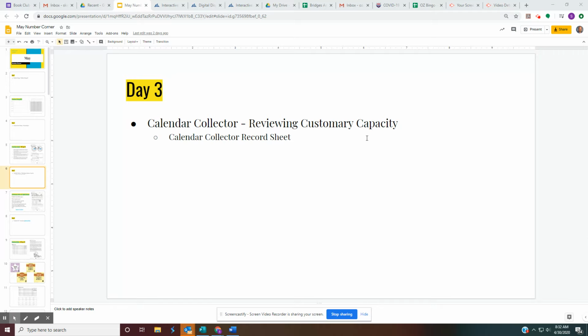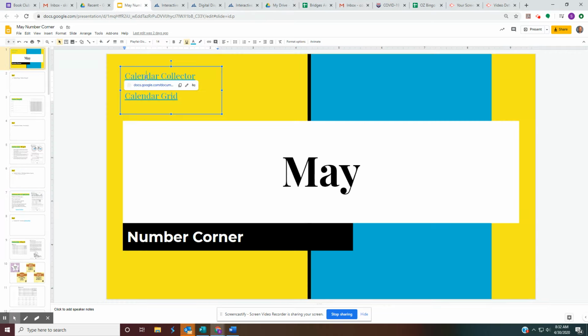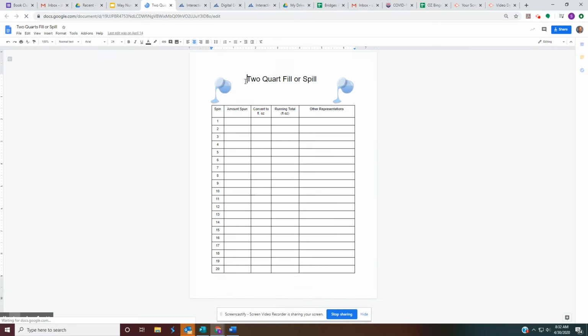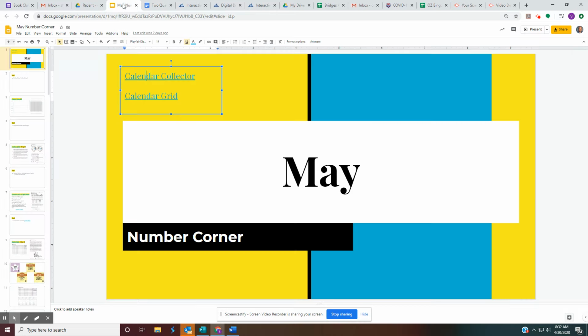All right. You don't necessarily need your calendar collector record sheet, but it might be something you may want to look at and be familiar with. It's just like our 2 liter fill or spill, but we're doing 2 quarts or a half gallon. We're going to spin an amount, convert it into fluid ounces, keep a running total of those fluid ounces, and then if there are any other representations like pints, cups, quarts, whatever that might be, we'll have those for our last side here.